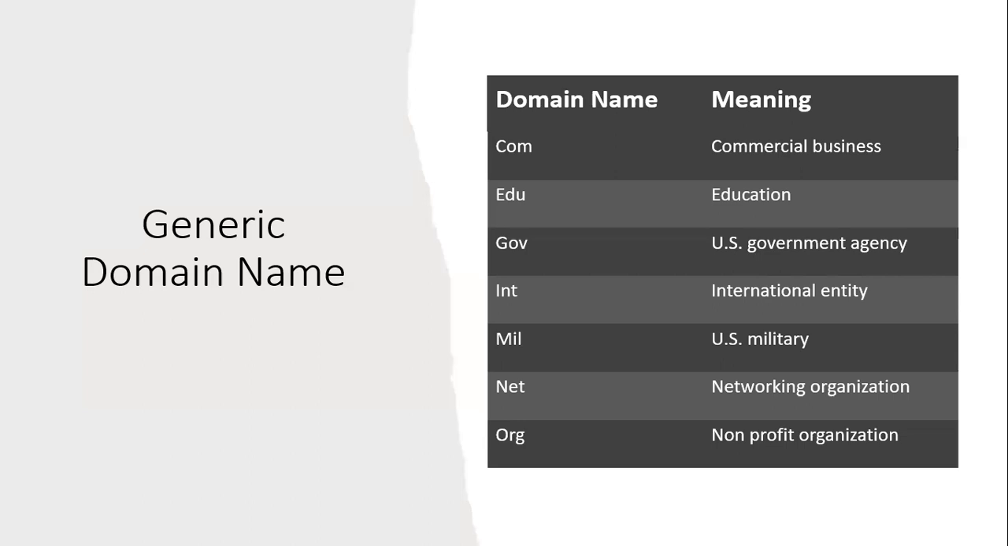And generic domain names are easier to rank high in organic search results on Google. And a generic domain name also is a word or set of words that is commonly found in the dictionary.